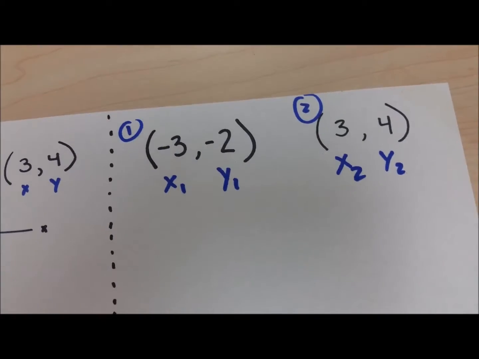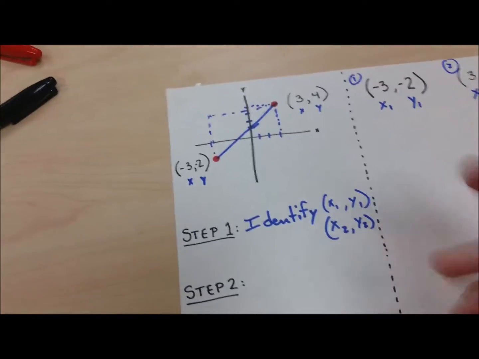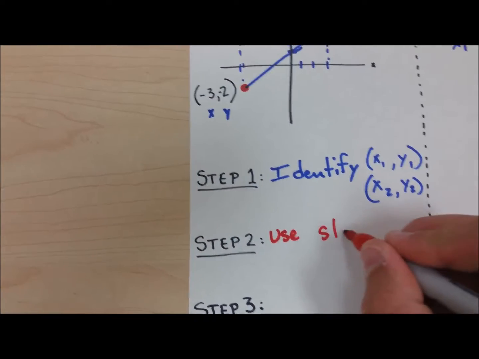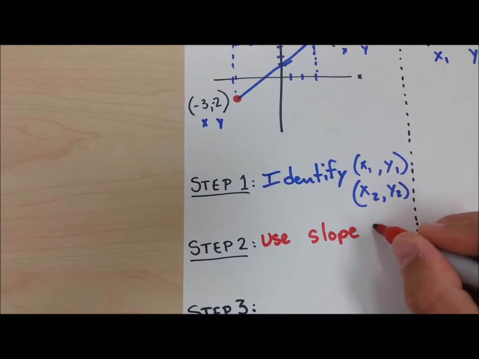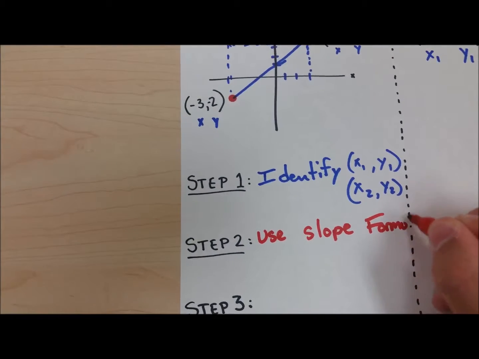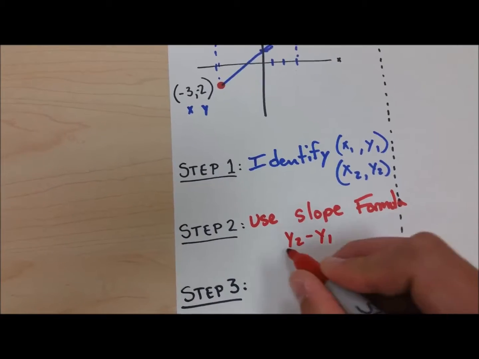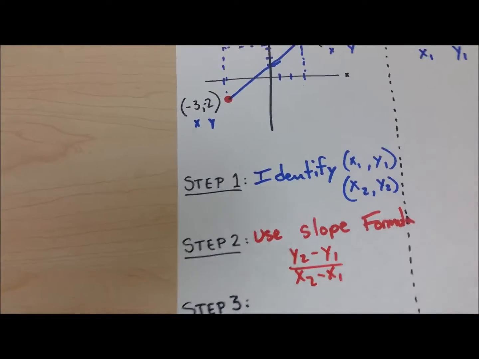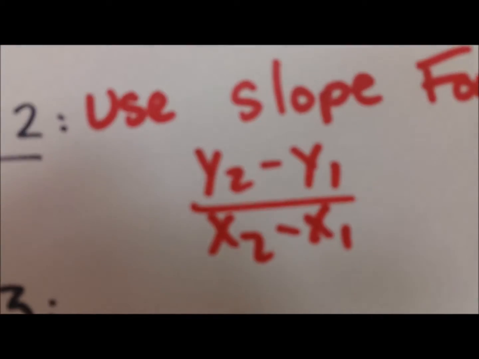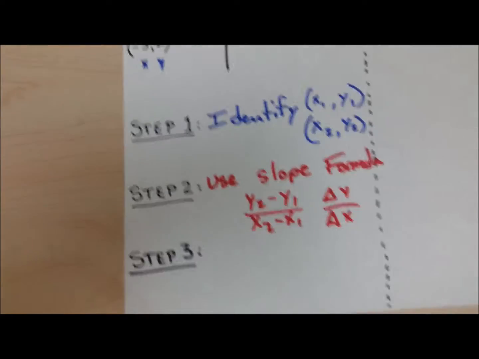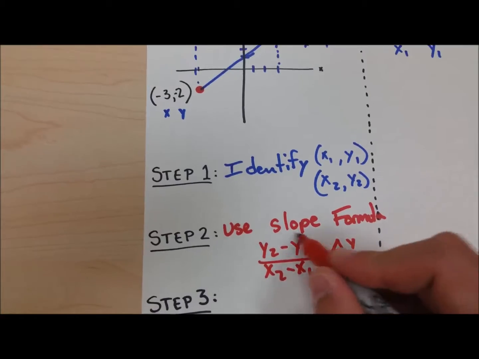Okay, so nothing really new here. What we're going to do now is move into the actual equation solving portion where we're going to set it up. So next is use the slope formula. Okay, and the slope formula is y2 minus y1 over x2 minus x1. Again, it's y2 minus y1. It's y's over the x's. It's the change in y, or delta y over delta x, which I'll explain in another video. But we're going to look at this formula.